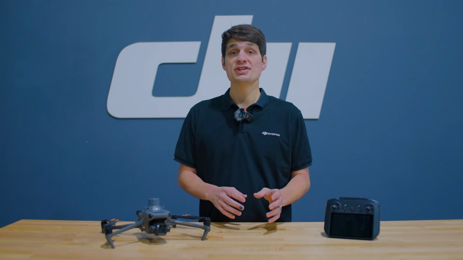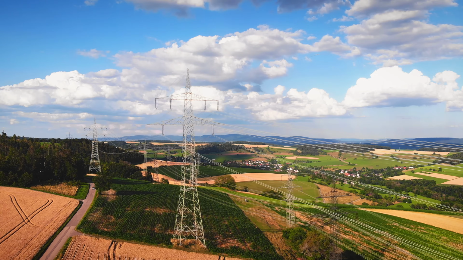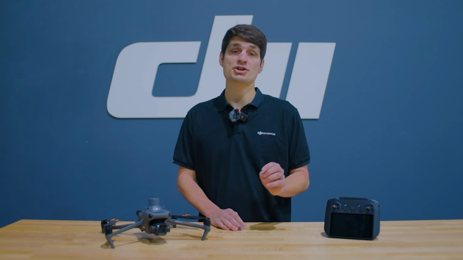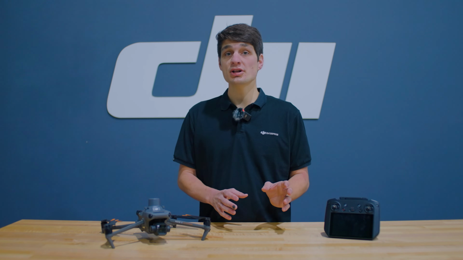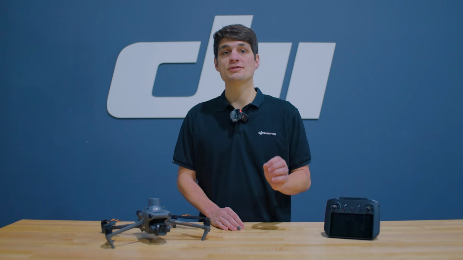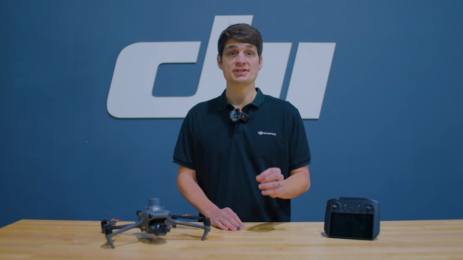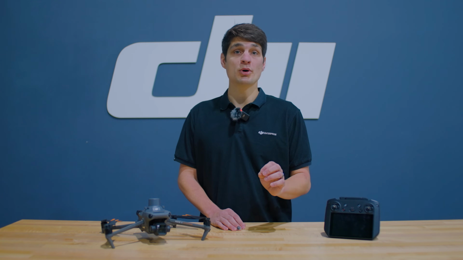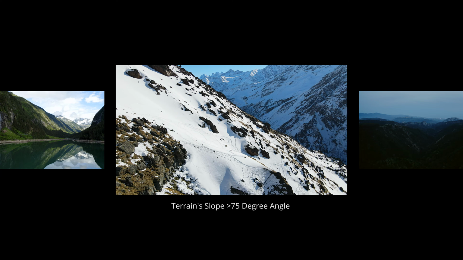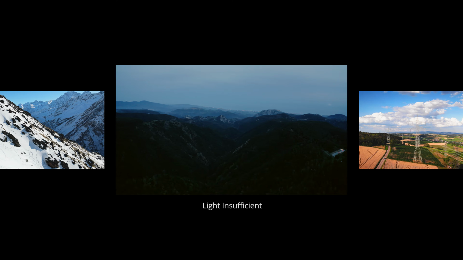Secondly, the vision systems cannot recognize very thin objects such as power lines, so the drone cannot follow such objects. Additionally, this is not suitable for flights above water, as the live terrain feature will not be able to generate an accurate DSM. It's also not suitable when the terrain slope is greater than 75 degrees, and it's not suitable when the light is insufficient.